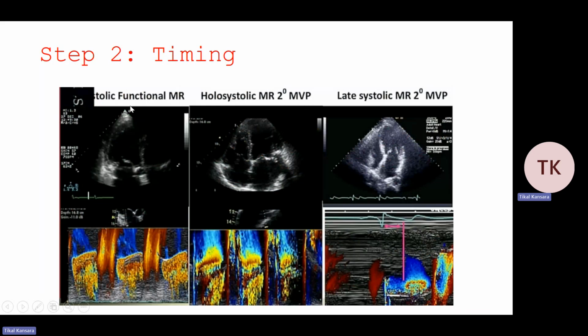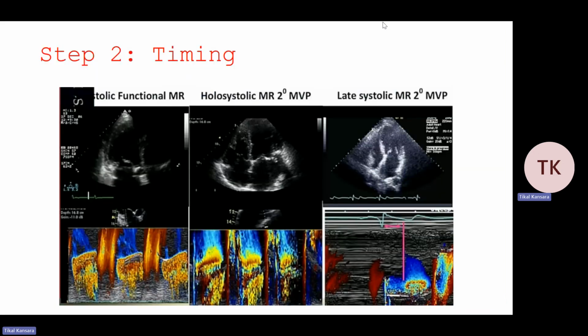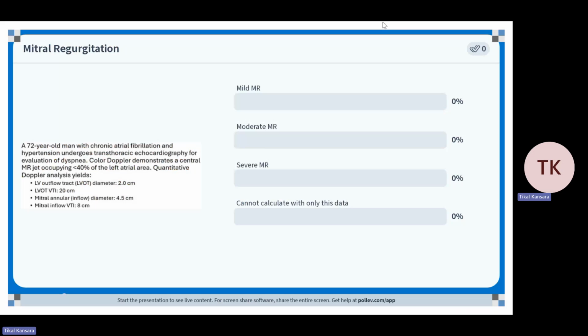And a restrictive or functional MR will almost always have a holosystolic murmur, because it starts as soon as the systole starts, and it stays down the line. So timing is very much important. So let's come to the next question. The answer for the second was yes, because the second question was for the mitral valve prolapse. That was the end systole.